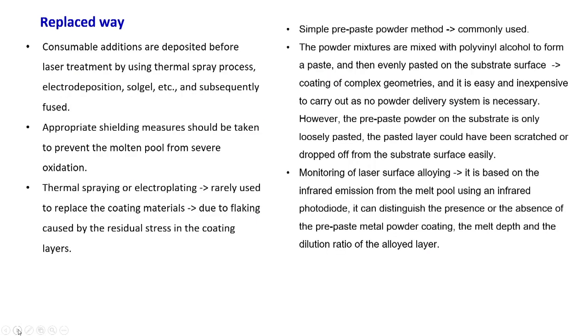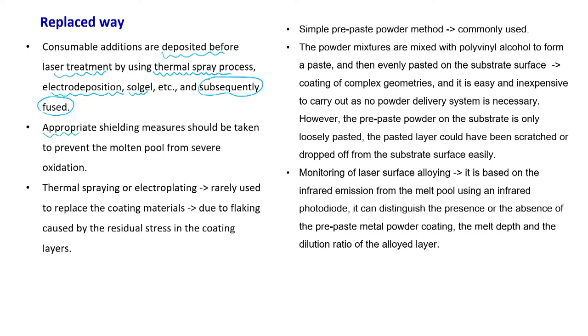But as I mentioned in my previous slide as well, there is another way. So, we can have the replaced way. In this mode of feeding, the consumable additions are deposited before the laser treatment. So, we have to deposit the consumable addition over the work part, and this may be done either by using thermal spray process or electro deposition or sol gel kind of method. And afterwards, we are fusing it by applying the laser beam. So, subsequently we will be fusing that to the substrate by using laser beam process.